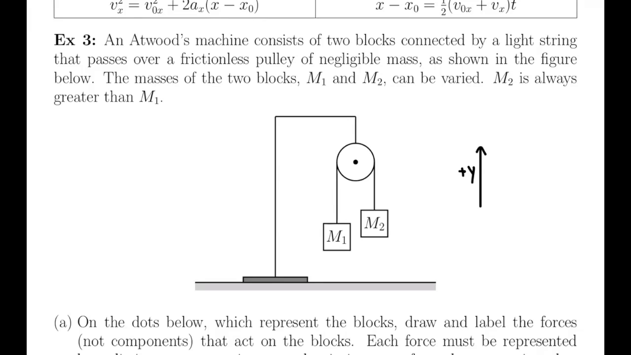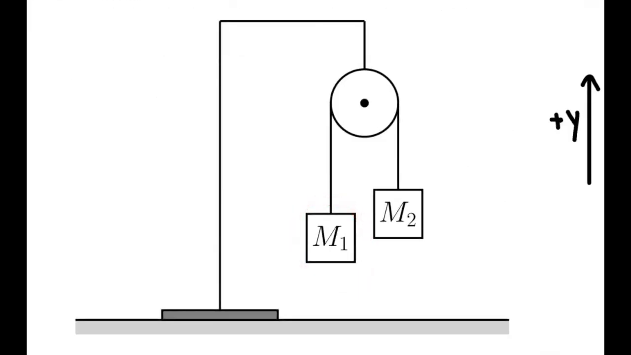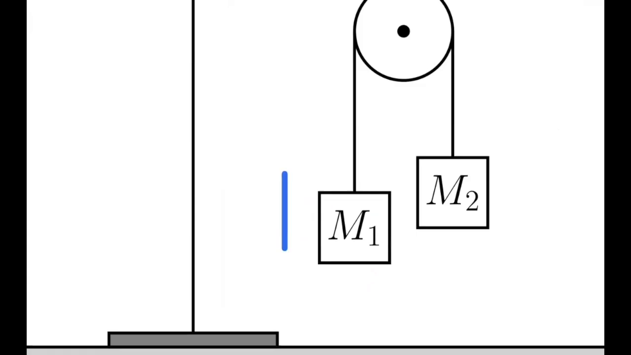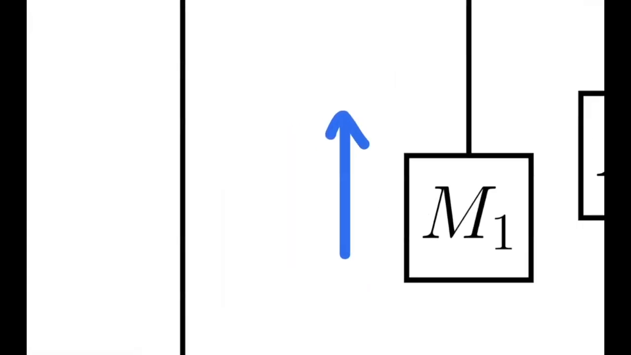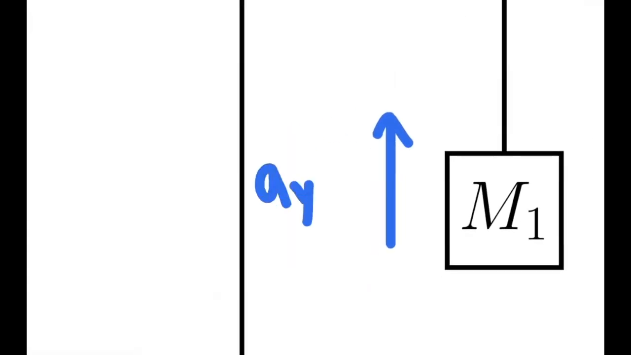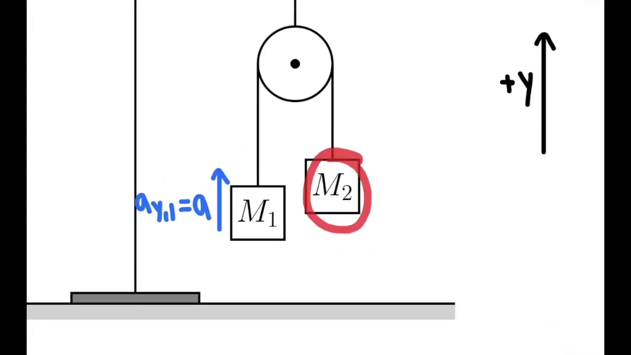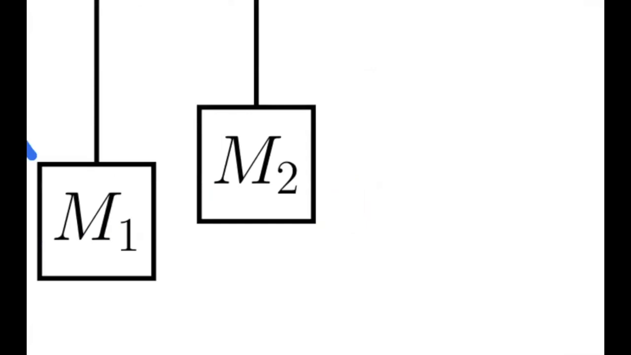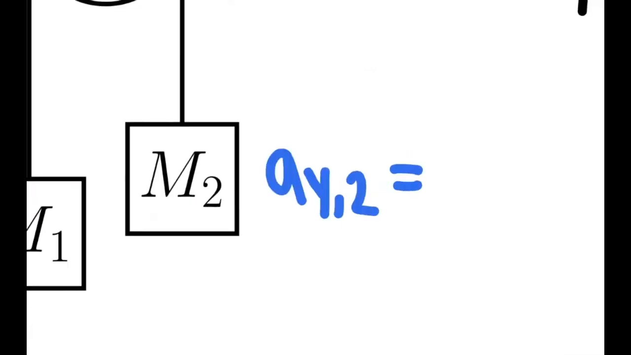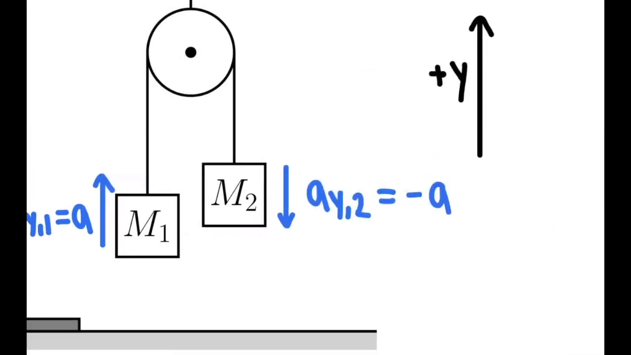Yes. So M1, that block, is going to accelerate upward. We'll call that acceleration the acceleration in the y direction for block 1. We'll call that a. And since block M2 is accelerating downward, I'm going to say that the acceleration in the y direction for 2 is going to be the same, but opposite. It's going to be negative a, because downward is negative in my coordinate system.